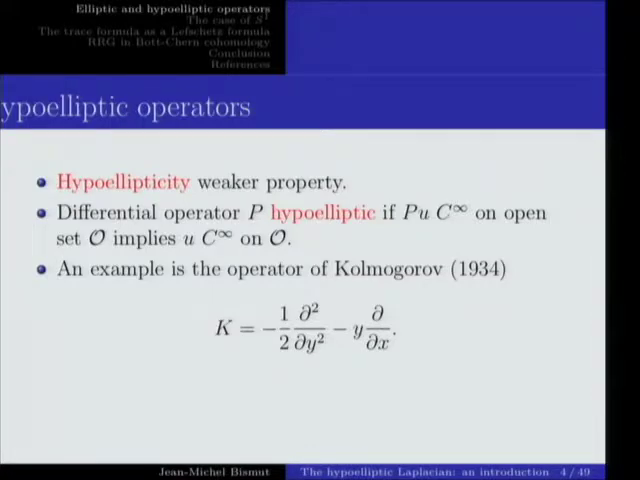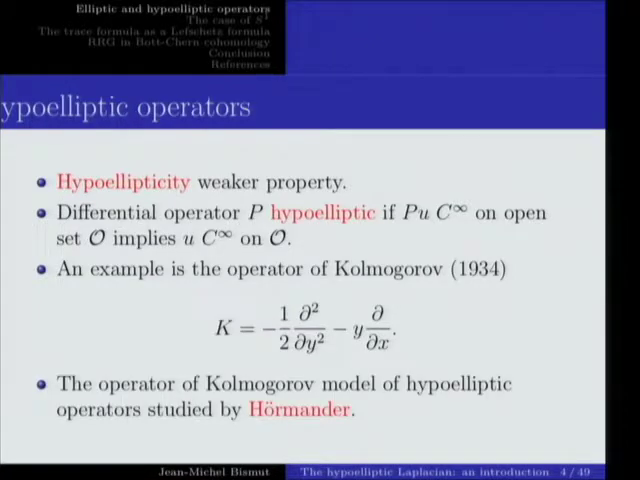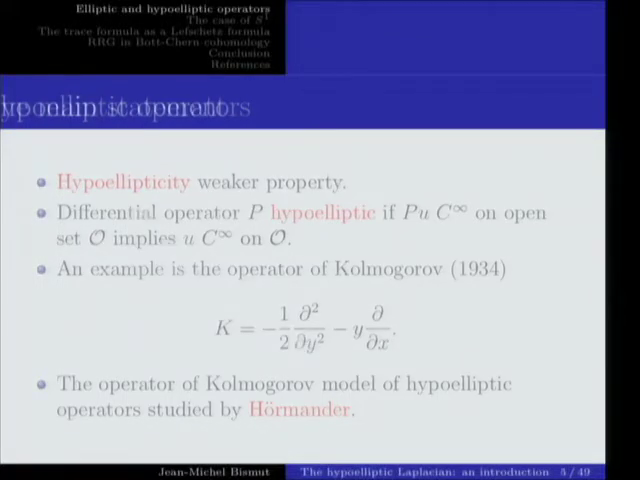A typical example, probably historically the first example, is the operator of Kolmogorov, introduced in 1934, which is an operator in two variables, x and y. Of course, it's not elliptic because it doesn't differentiate twice in the x variable, but still it's hypoelliptic. It is in some sense the model of the hypoelliptic operators studied later on by Hörmander. And this Kolmogorov operator will stay very much in the background.